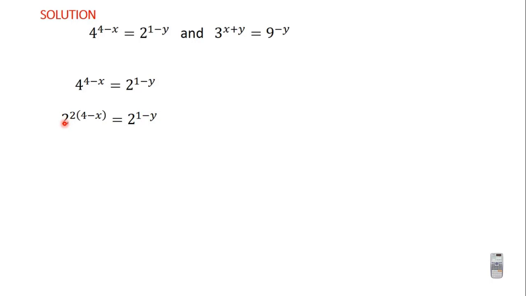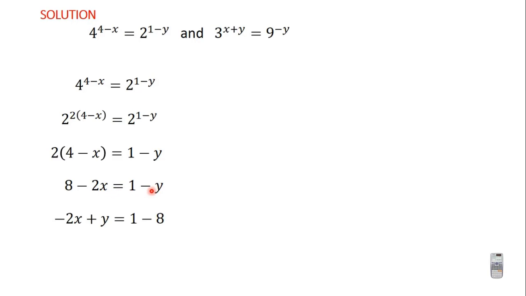So the base on the left hand side is now 2. The base on the right hand side is also 2, so we can equate the exponents. So we have 2 into bracket 4 minus x is equal to 1 minus y. We open the bracket here, we will have 8 minus 2x is equal to 1 minus y. Let's group like terms. So minus x plus y is equal to 1 minus 8. And we have minus 2x plus y is equal to minus 7. So we have reduced this first equation here to a linear equation.